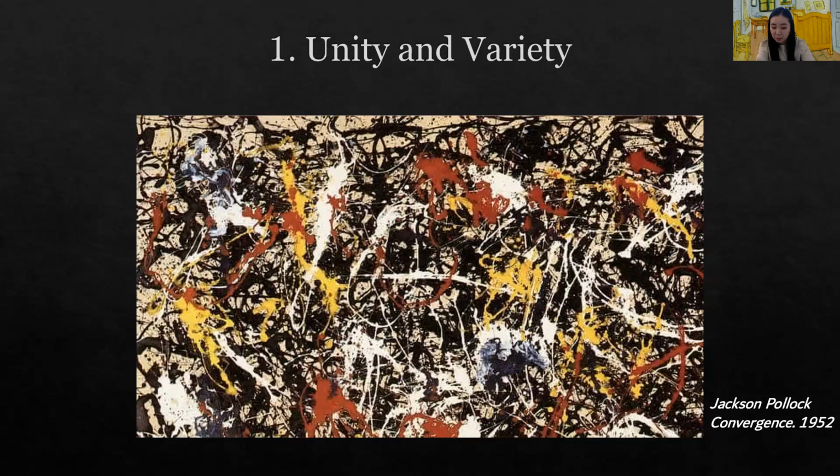on the canvas. And we can see Pollock repeated splashing paint with lots of layers. But when we see it closer, we can see the splashed paint's colors are different and the sizes and shapes are random. So those factors make the variety. So Pollock's painting has unity and variety at the same time.